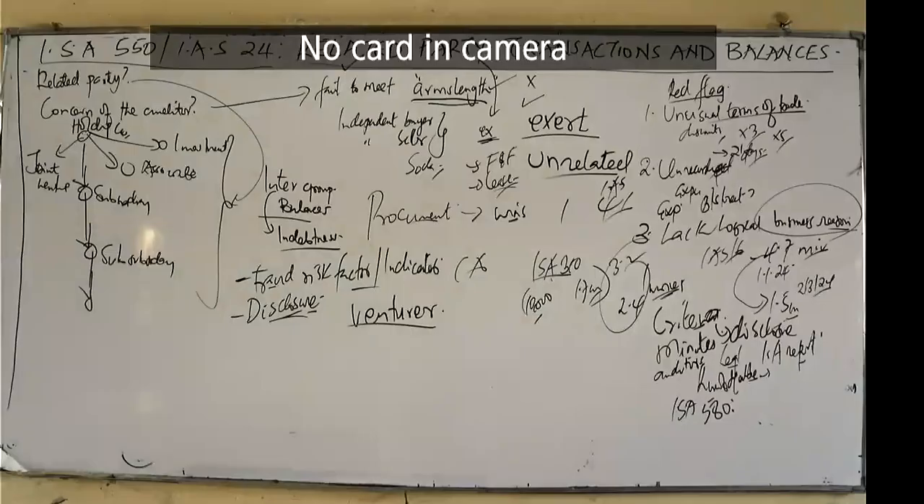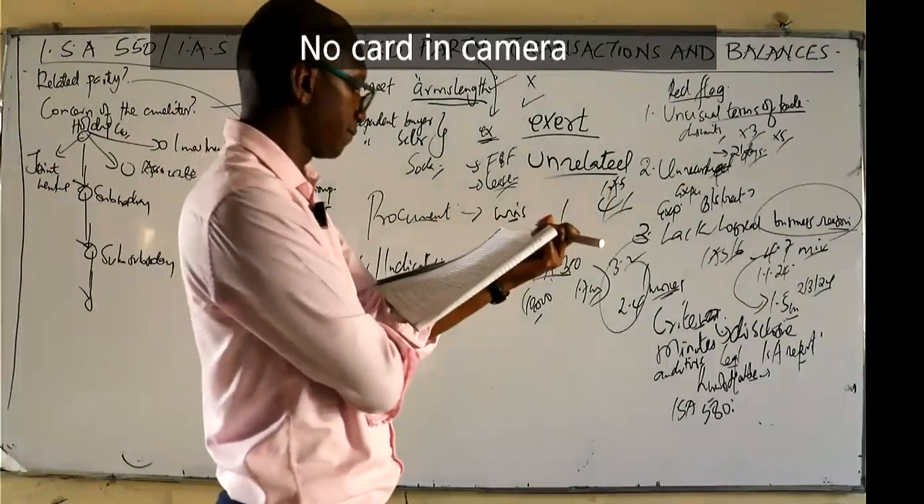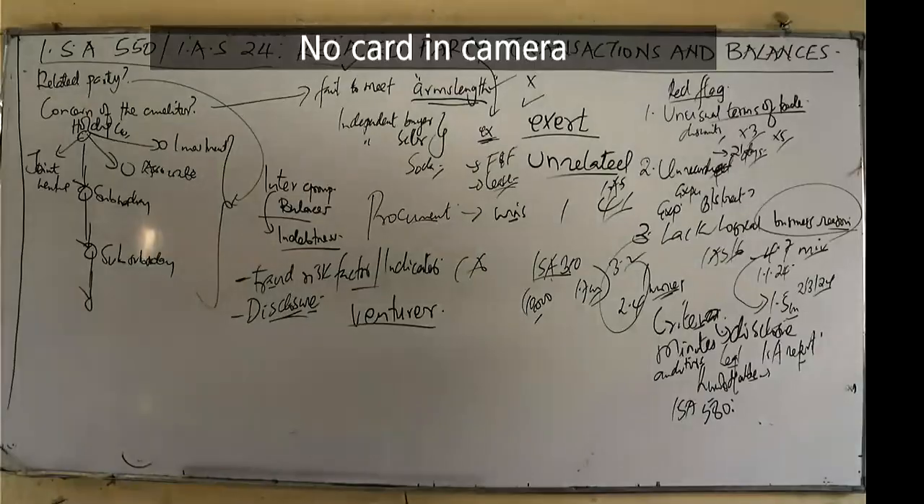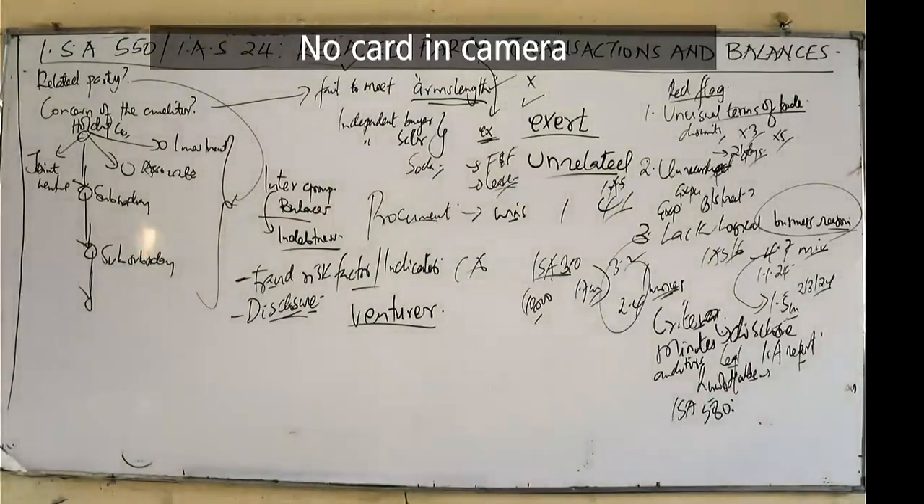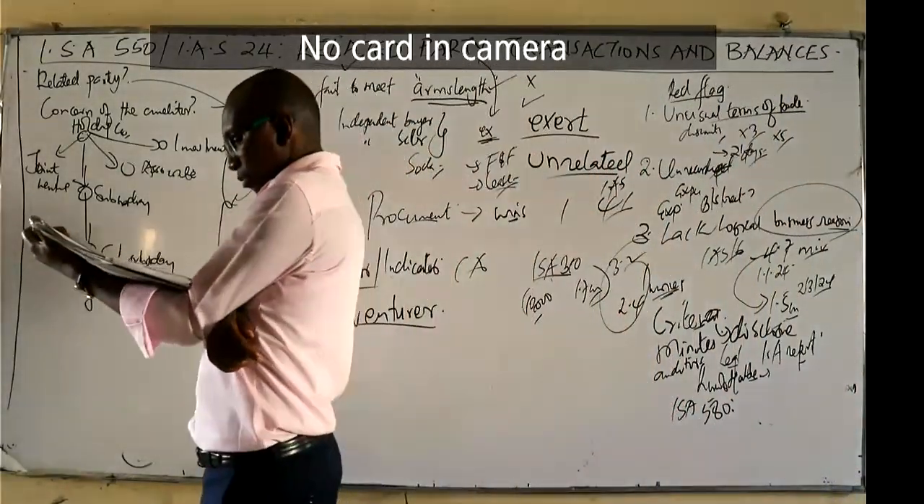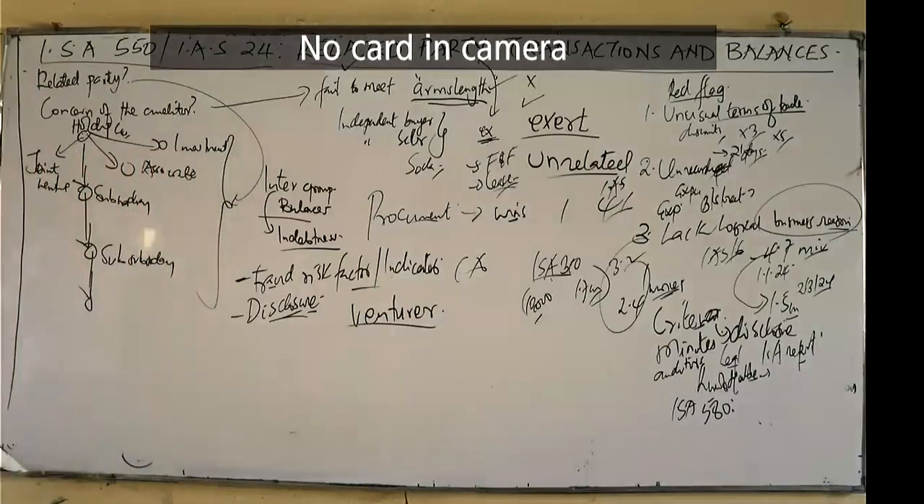Number 3, unrecorded transactions and recorded transactions, such as provision of management services at no charge.